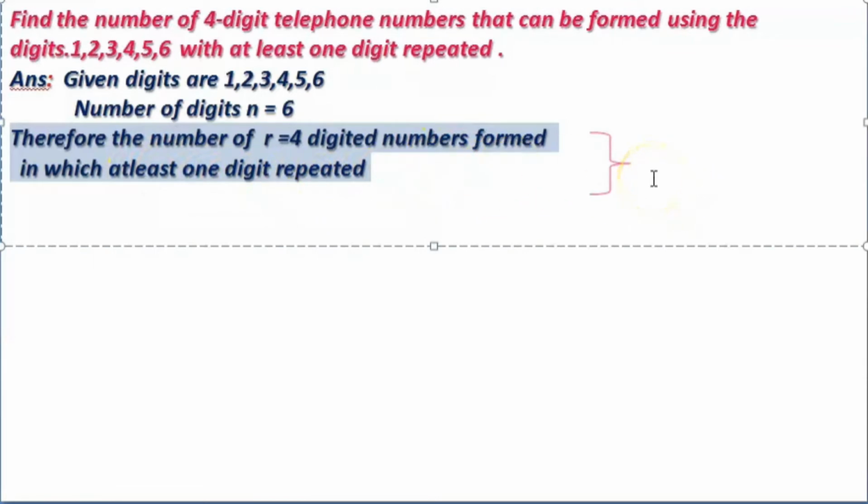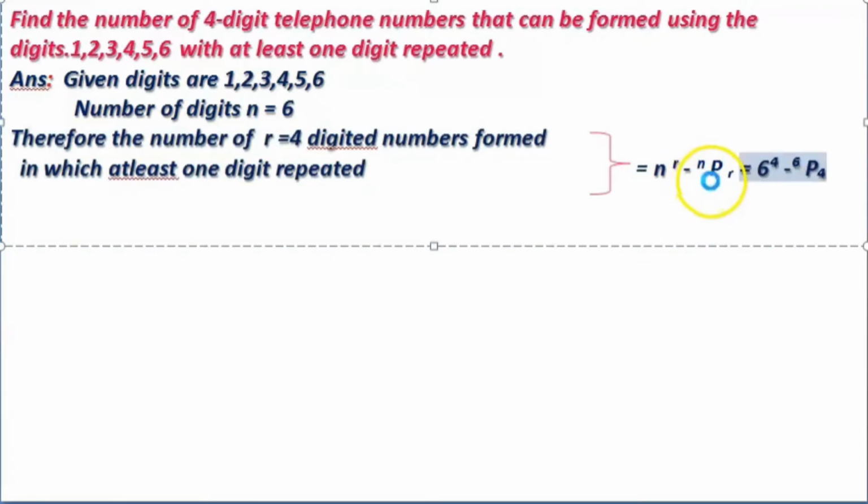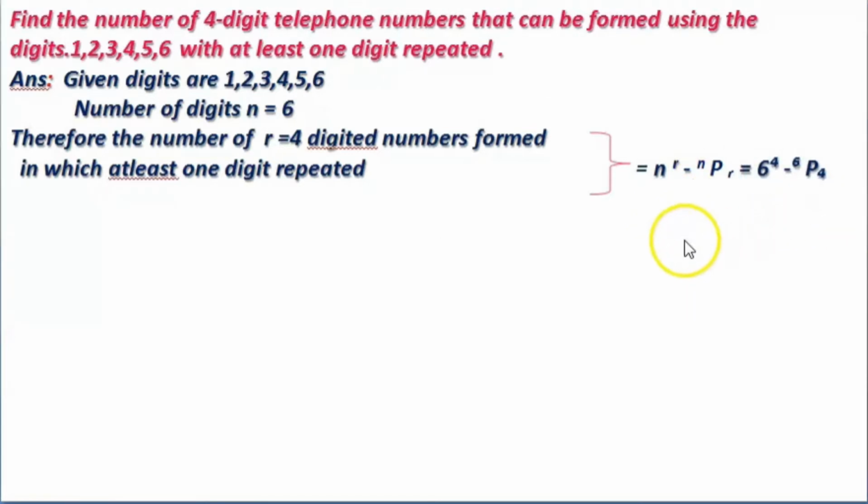So the formula is n power r minus nPr. At least one thing repeated is equal to n power r minus nPr, which is equal to 6 power 4 minus 6P4. This is the way of representing the answer for the question.